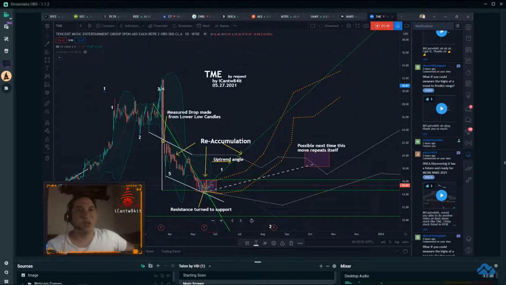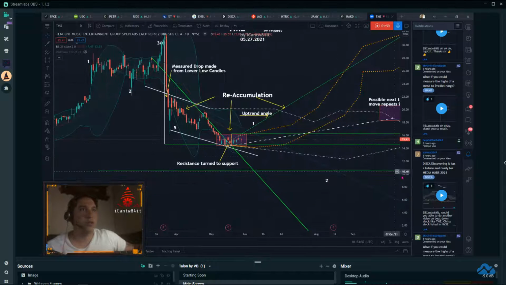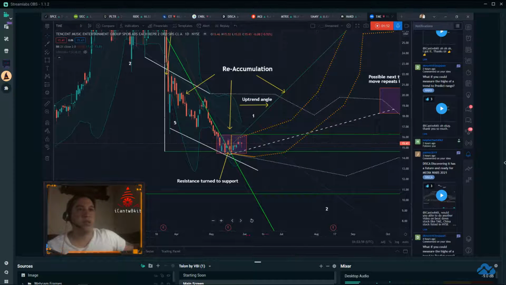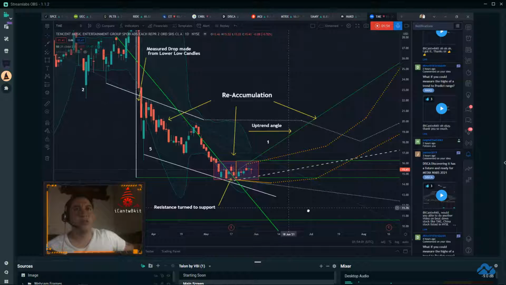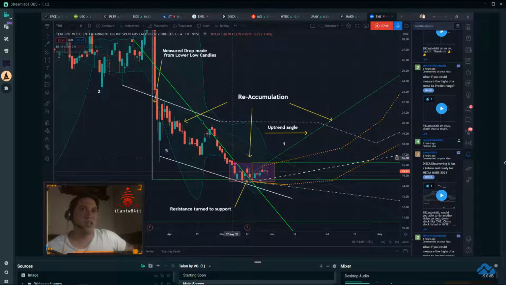So I'm going to blow this part up right here so you can get a better look at it. This is where the resistance, this trend line coming down at an angle, gets turned into support. And so here's your resistance. It's butting up against it all the way down, gets down to this area, and then flips, goes to the other side and uses it as support, bounces off of it, and takes off.